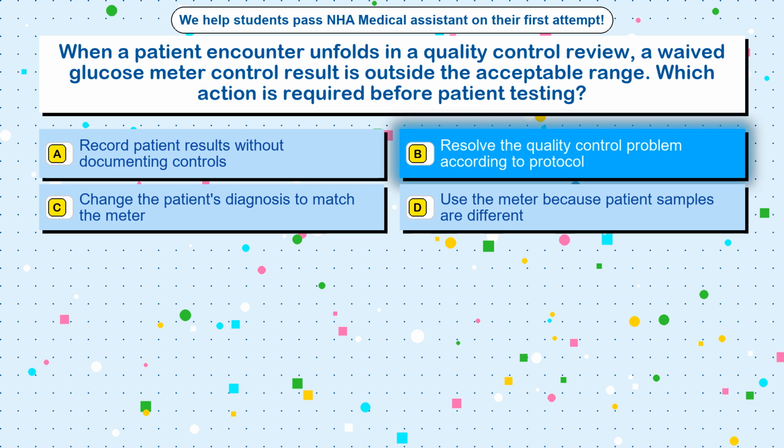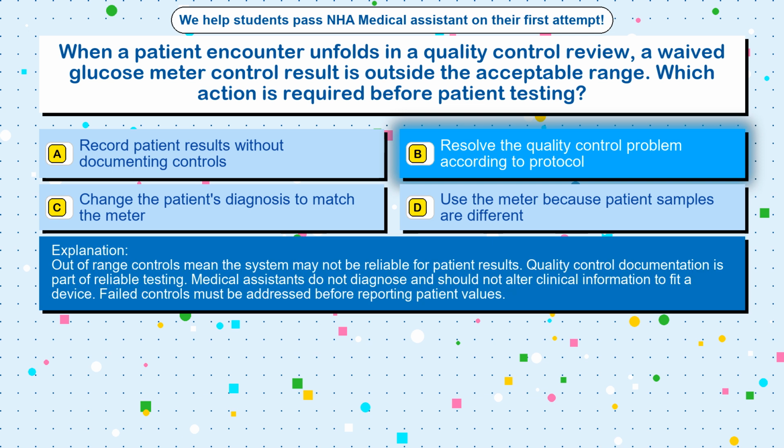The correct answer is option B. Resolve the quality control problem according to protocol. Out-of-range controls mean the system may not be reliable for patient results. Quality control documentation is part of reliable testing. Medical assistants do not diagnose and should not alter clinical information to fit a device. Failed controls must be addressed before reporting patient values.